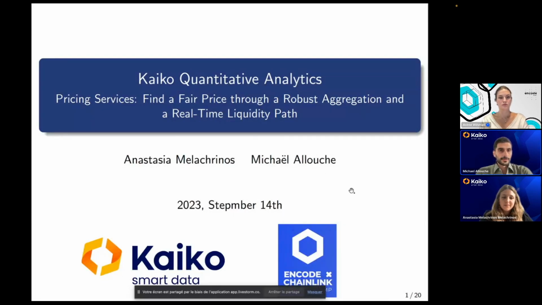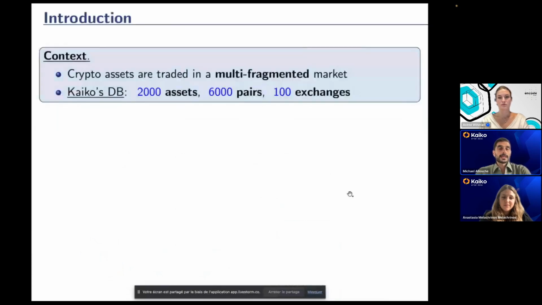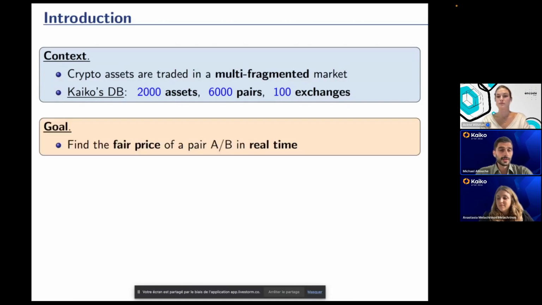So what is the context first? As opposed to traditional finance, where all the assets are traded, listed on a centralized exchange, here crypto assets are traded in a multi-fragmented market. So to give you an idea, in the Kaiko's database, we have listed 2,000 assets, 6,000 pairs, and 100 exchanges.